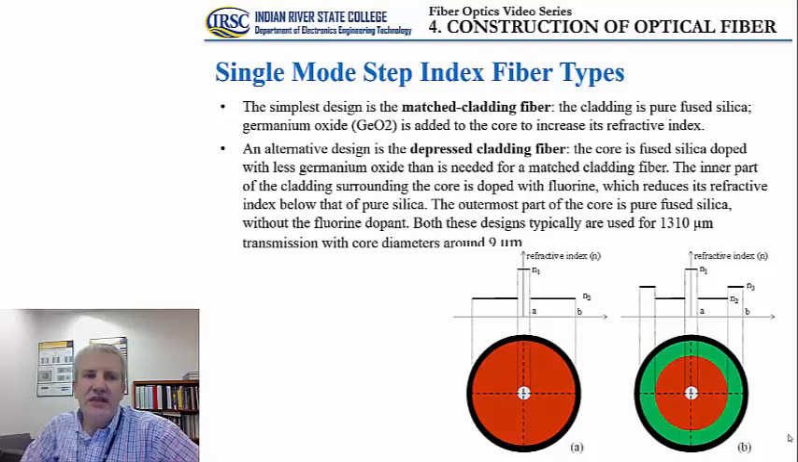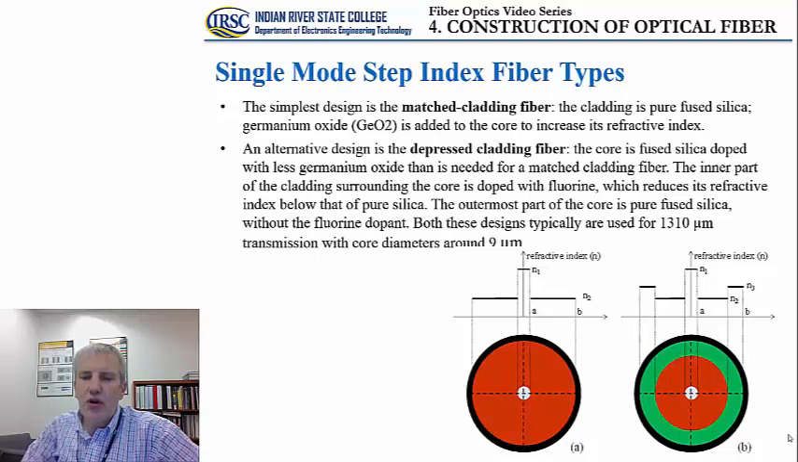Another type of single mode stepped index is so-called depressed cladding fiber. In this case, the core is fused silica that's doped with less germanium oxide than is needed for a matched cladding fiber, and then the inner part of the cladding surrounding the core is doped with fluorine, which reduces its refractive index below that of pure silica, and finally the outermost part is going to be pure fused silica. So basically we have three layers here.